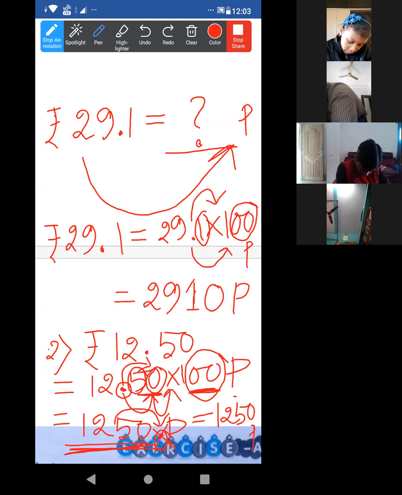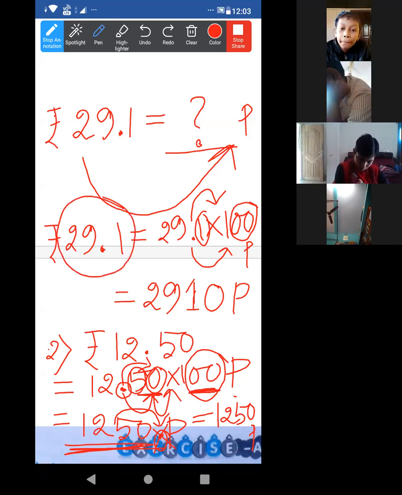But in case of 29.1, here after the decimal point on the right, only one digit is there. Only one. There is no other digit. So that's why we will have to make this 2. We will have to put a 0. Now it is clear, though, the concept.